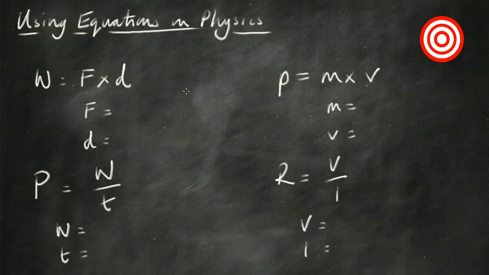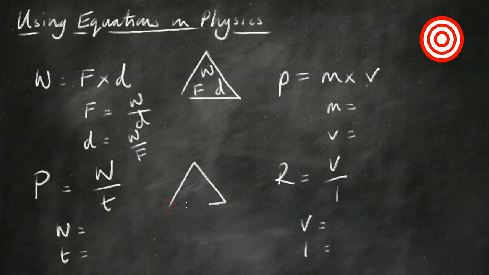Okay, so let's go. I'll just do the triangle method for simplicity's sake. If I was covering up W, I'd see W at the top, so that's my triangle there. Force equals work done divided by D. Distance equals work done divided by force. This one then, if I was covering up P, then I'd see W over T. So P's got to be, power's got to be on the left. So work done equals power times time. Time equals work done divided by power.